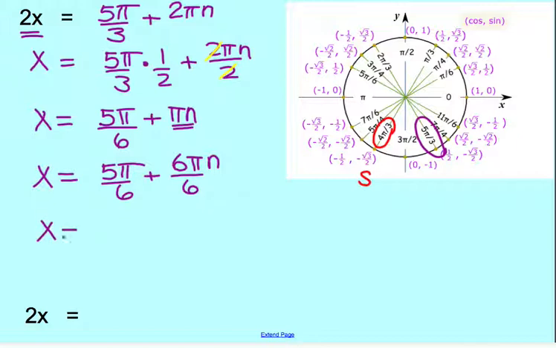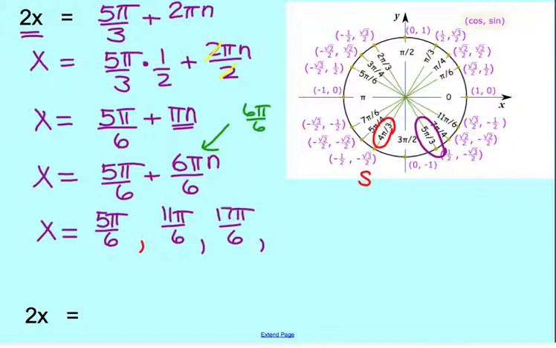So to find more angles, we're going to add 6 pi over 6 to the previous angle. So we have our 5 pi over 6. Now we're going to add 6 pi over 6, so that will give us 11 pi over 6. I'm just going to cross it out here. Then I'm going to add another 6 pi over 6, so we get 17 pi over 6. Add another 6 pi over 6, gives us 23 pi over 6.